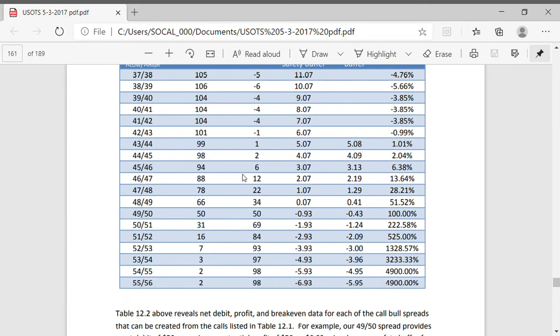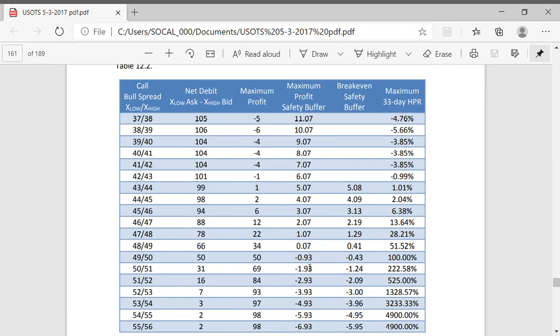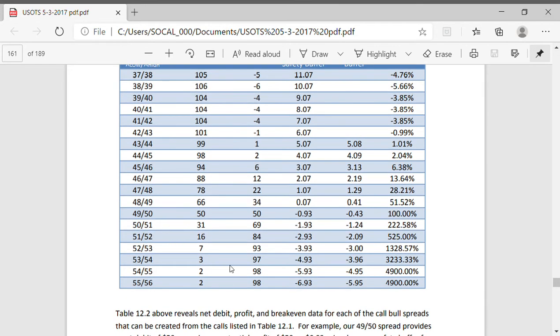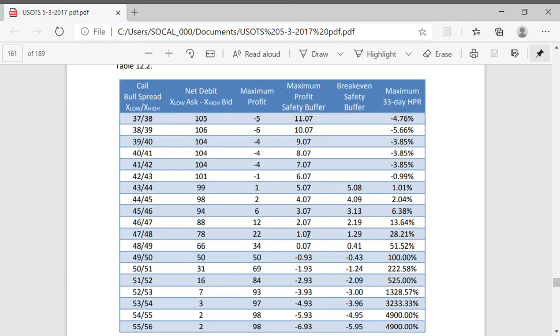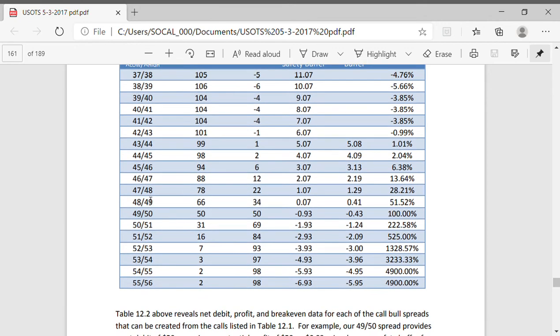So I'm going to leave the chart here for a second. I want you to study that. Down here, when you have negative values for maximum profit safety buffer, it just means that the stock price has to rise because you're starting kind of behind the eight ball. Okay, so this is very interesting. Now we've ignored commissions here, but we've seen that it's logical that these call bull spreads become cheaper as the strike prices chosen get closer to the current stock price.